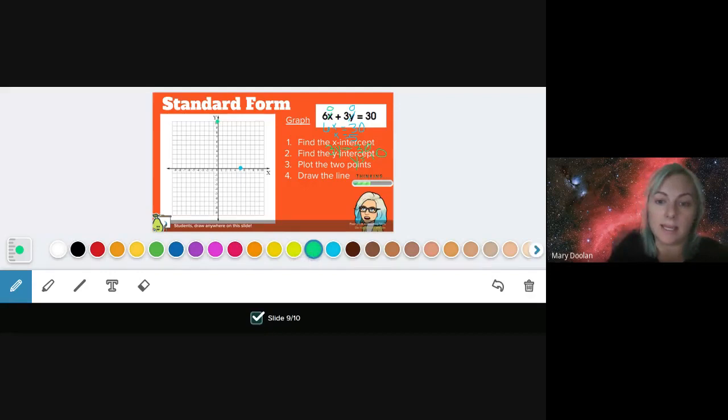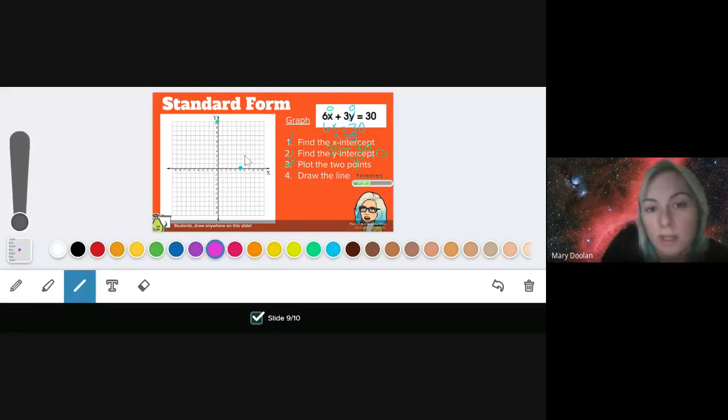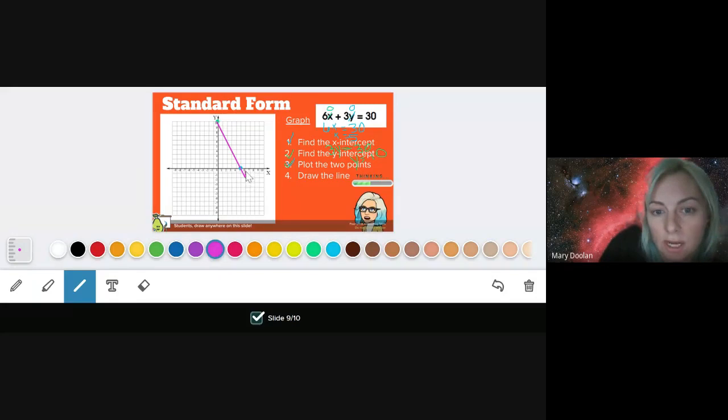And that is step 3. Step 3 was to plot the 2 points. We did that. We found the y-intercept. We found the x-intercept. We plotted both points. And then the last thing is to draw our line. So then you're going to need a line tool, and you just connect the dots. You should always put arrows at the ends of your lines to show that your line goes on forever. So that is the last step, step 4.